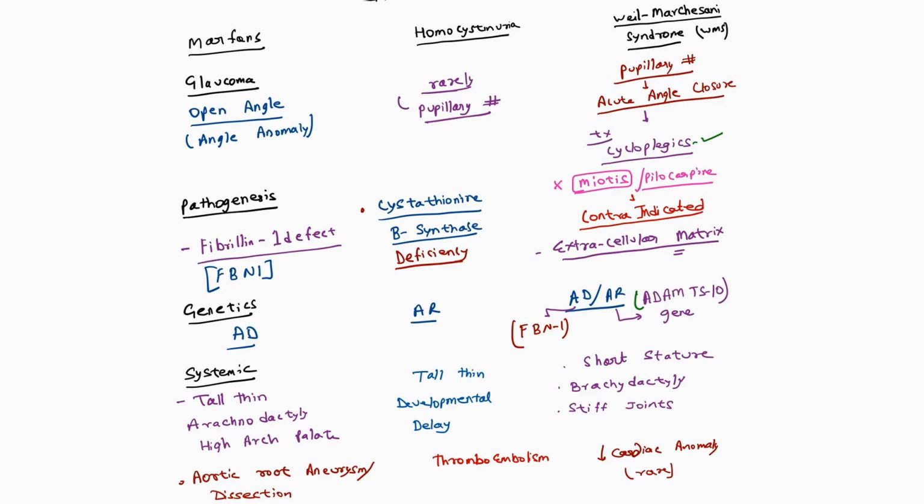Ocular finding will be pupillary block, acute angle closure. Here the cycloplegics are contraindicated, for example pilocarpine. The pathogenesis lies in extracellular matrix abnormality. Genes are autosomal dominant or recessive. The systemic feature will be short stature, brachydactyly, stiff joints and cardiac anomaly. Here in WMS, the gene for autosomal dominant is the same as Marfan, but the genetic mutation is different in each of the genes.